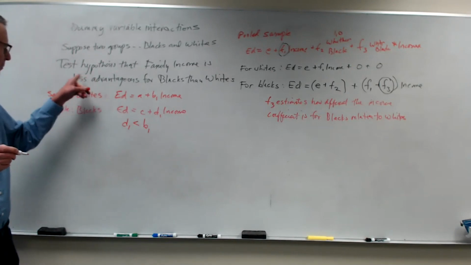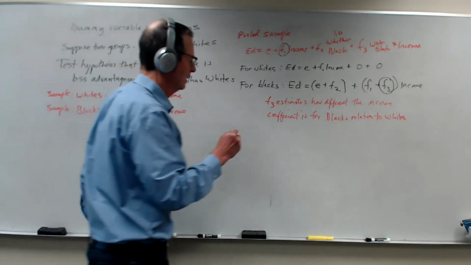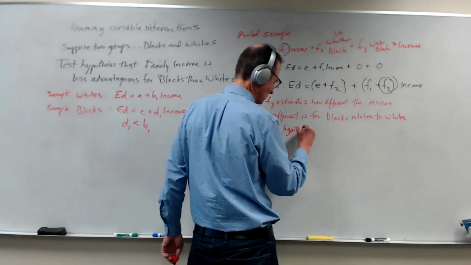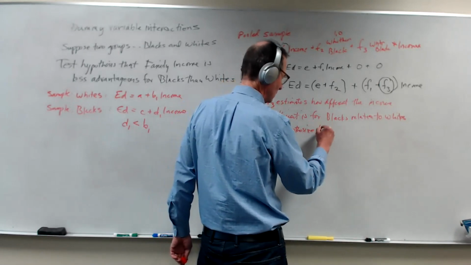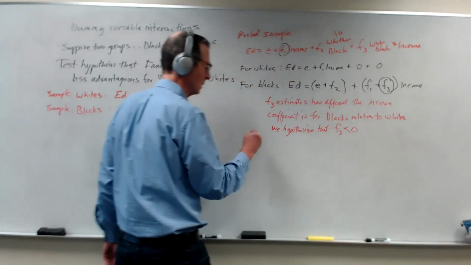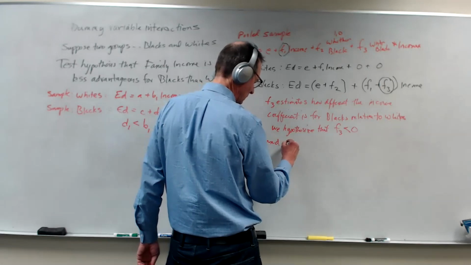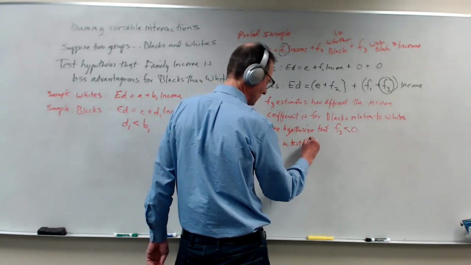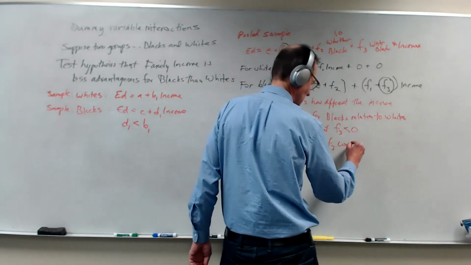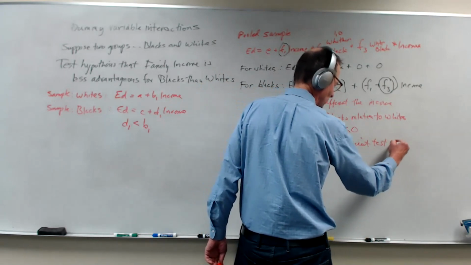And our hypothesis was that family income is less advantageous for blacks. So we hypothesize that F3 is negative, and a t-test of the F3 coefficient tests our hypothesis.